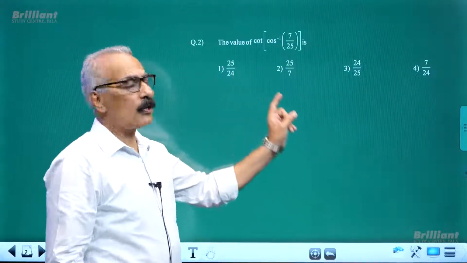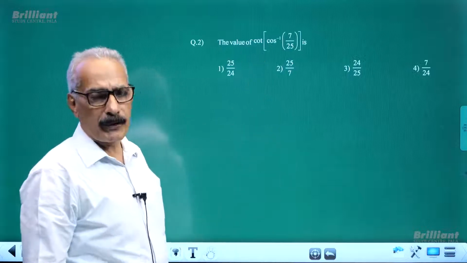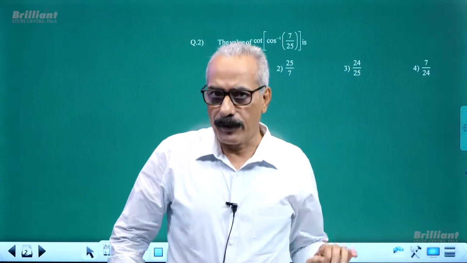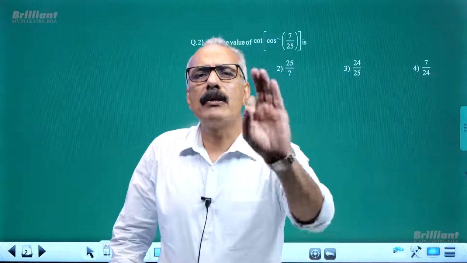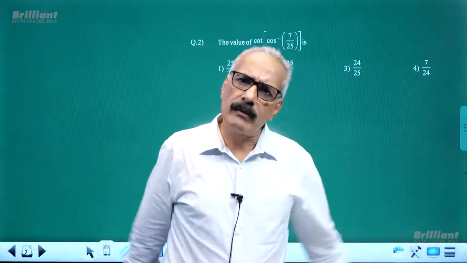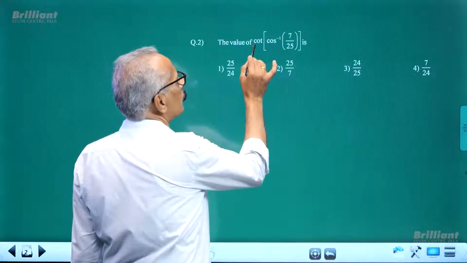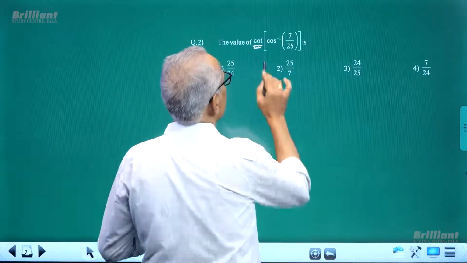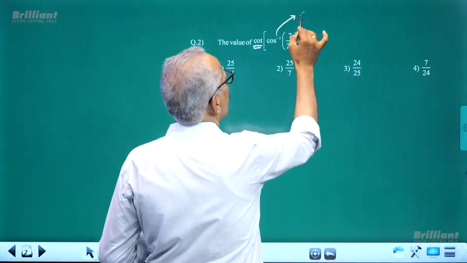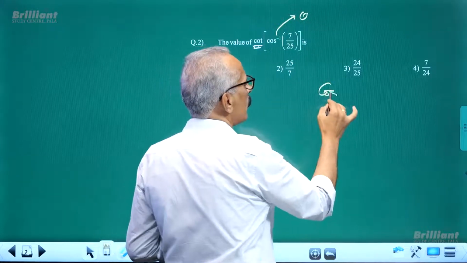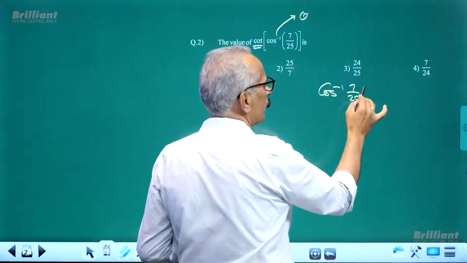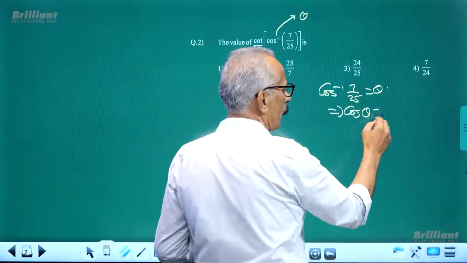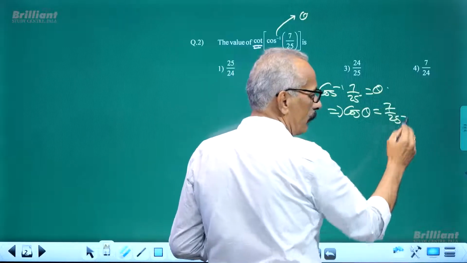The value of cot of cos inverse 7 by 25. Inverse trigonometry inside a trigonometry. Put inverse trigonometry equal to theta. Question solved. This is trigonometry, this is inverse trigonometry. So what we do is, cos inverse 7 by 25 equal to theta, means cos theta is equal to 7 by 25.